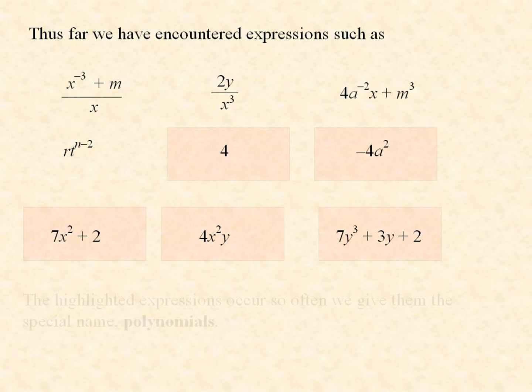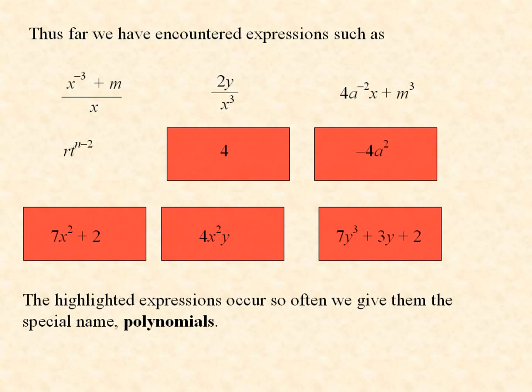Thus far, we have encountered expressions such as these: x to the negative third plus m over x, 2y over x third. I'm not going to read all of them. Just look at them. 4, negative 4a squared. The highlighted expressions occur so often we give them the special name polynomials. The other expressions are just terms or sums of terms, but they are not polynomials.